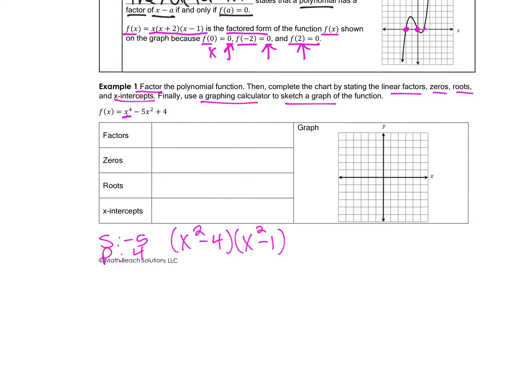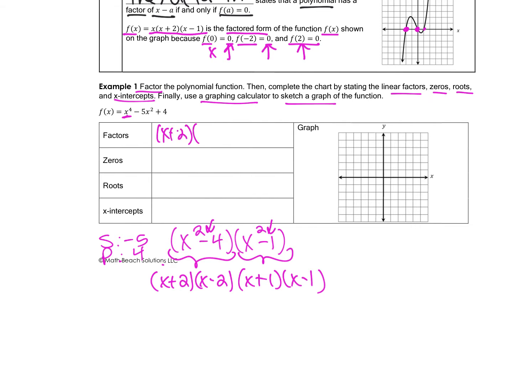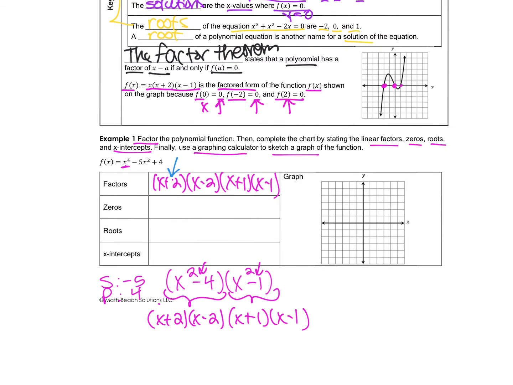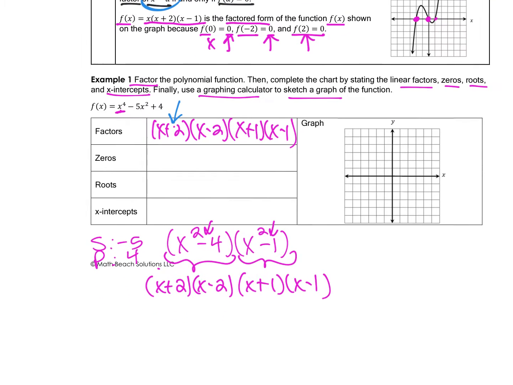Now, remember whenever you factor x to the fourth, sometimes you can continue on with your x squareds. Notice both of these are a difference of two perfect squares, so we can continue on. This one would factor to x plus 2, x minus 2, and this one would factor to x plus 1, x minus 1. So there's our factors. And then we're going to find the zeros. The zeros are actually the opposite of this, because remember, if we look back up, right here, it says x minus a, so it's the opposite. So that zero would be negative 2. This zero would be positive 2. This zero would be negative 1, and this one would be positive 1. So those are our zeros.